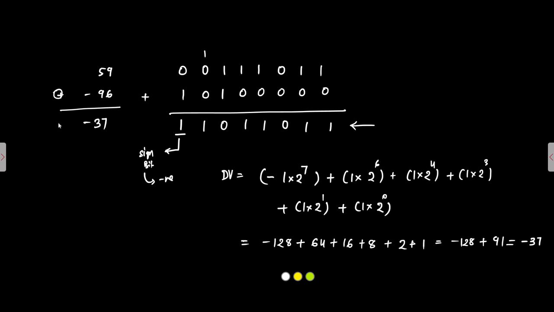So here it is minus 37, and here also it is minus 37 in decimal form. Both sides are equal. It checks out, so it is the correct result. It is the correct binary representation of minus 37 in 2's complement form. Okay, so this is the thing.